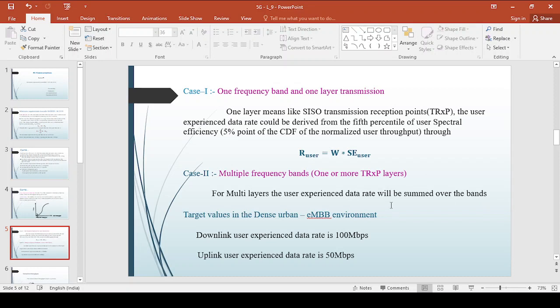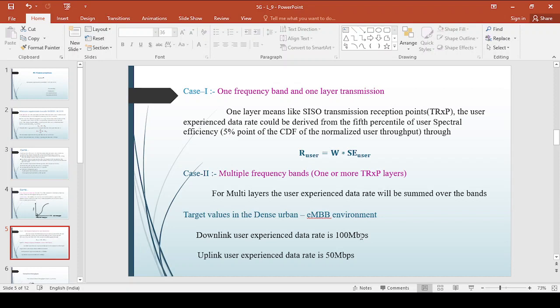For multiple layers, the user experience data rate will be summed over the bands. Individually, we will calculate using this formula, that is R user equals W into SE user. Upon calculation of individual values and later adding all those values, you get the multiple frequency bands user experienced data rate, right?